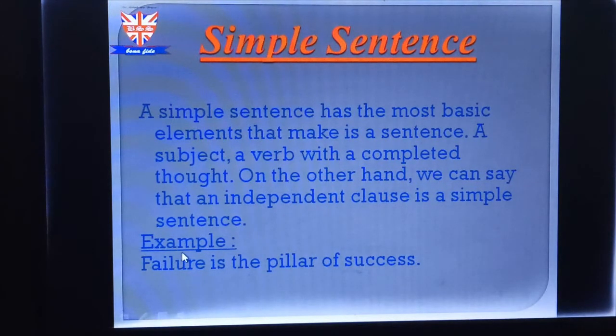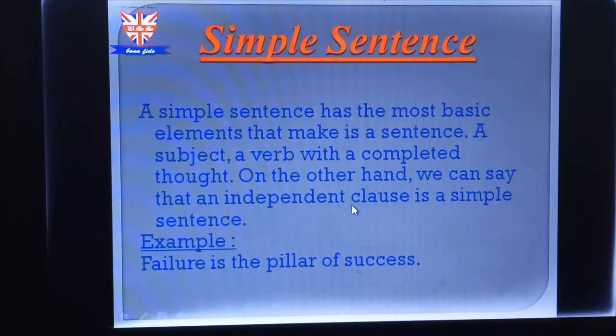You can see an example: failure is the pillar of success. This sentence is very simple. It has its own meaning. It has a subject, it has a verb, and it has a finishing. So we can say it's a simple sentence.